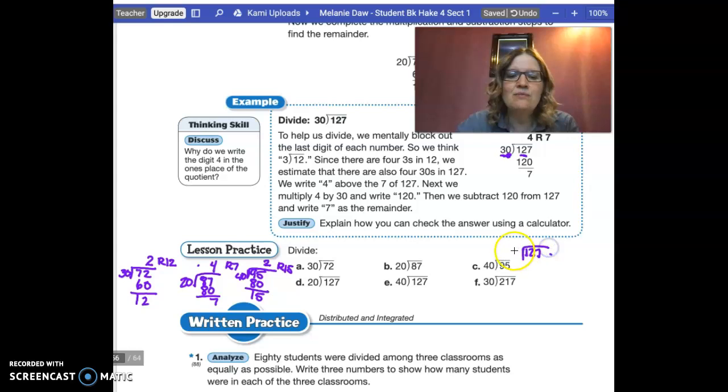127 divided by 20. And I know 6 times 20 is 120. And so our remainder is 7.